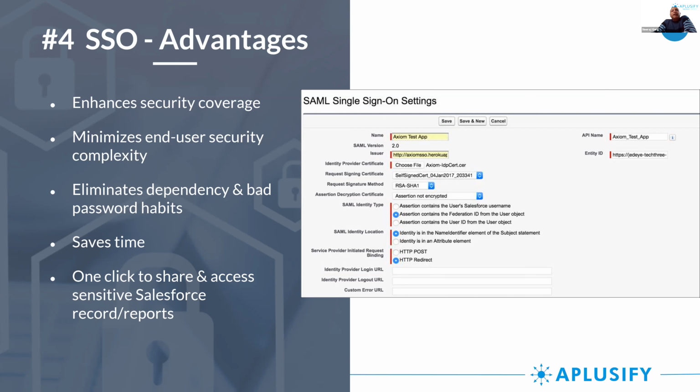So whatever activity is happening with one ID and password, it's easy to go to the backend and trace that activity very easily for that particular user. That is why it saves time, and it's like one click to share and access maybe all reports and everything. So obviously it's very easy.